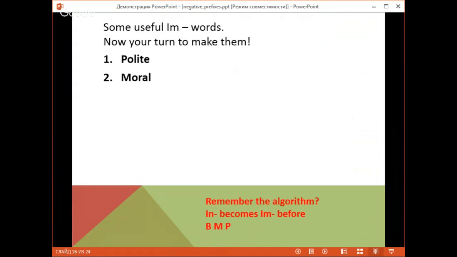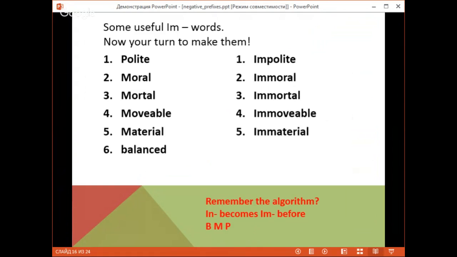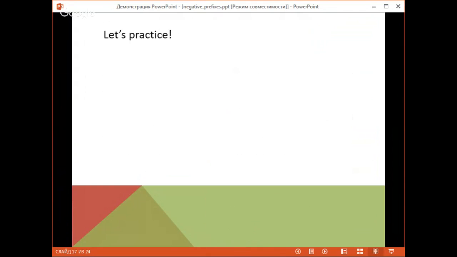Let's try with another set of words. Polite, moral, mortal, movable, material, balanced. Well, of course, the algorithm is clear. Impolite, immoral, immortal, immovable, immaterial, and imbalanced. Well, it's time to practice.